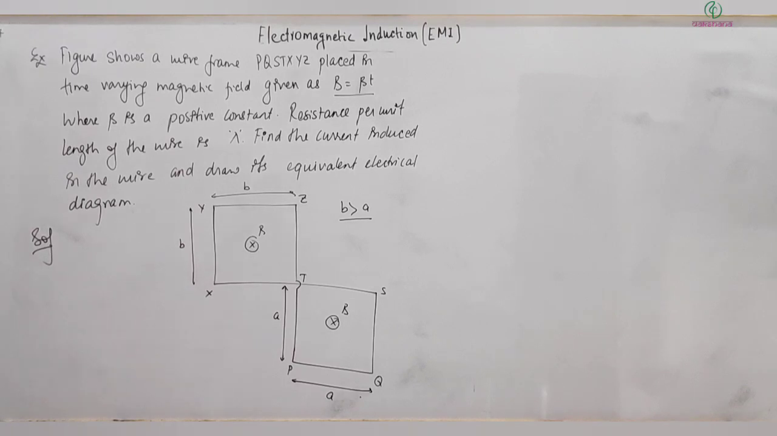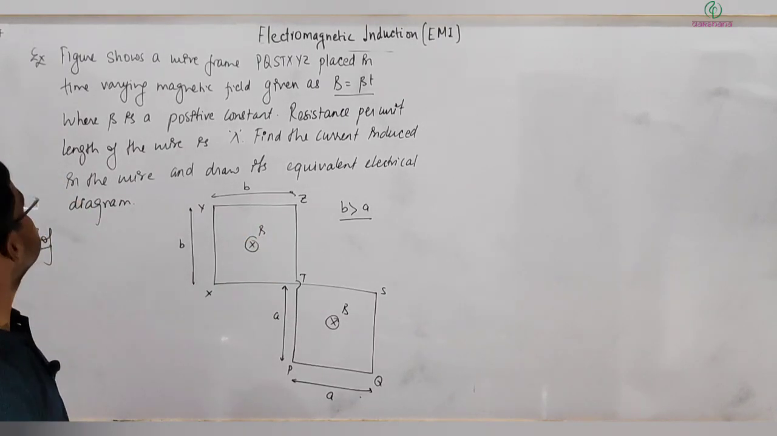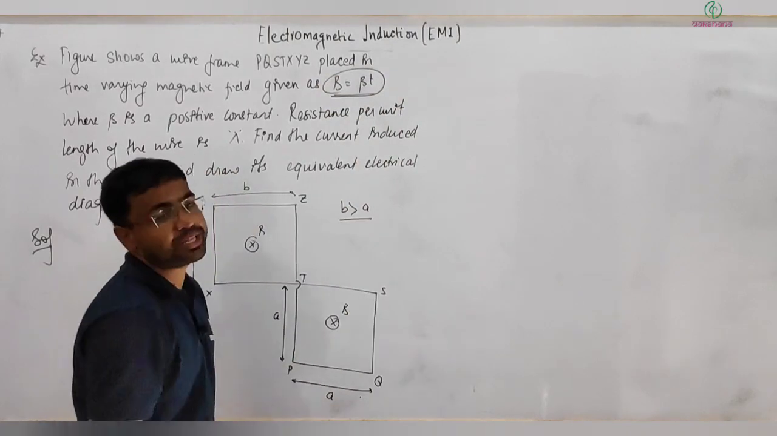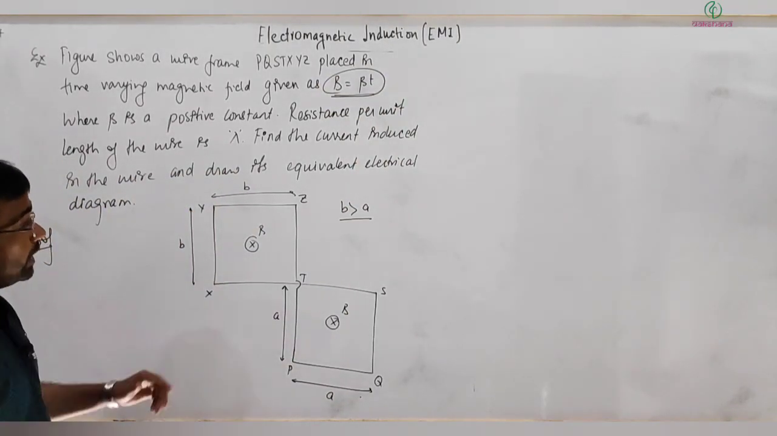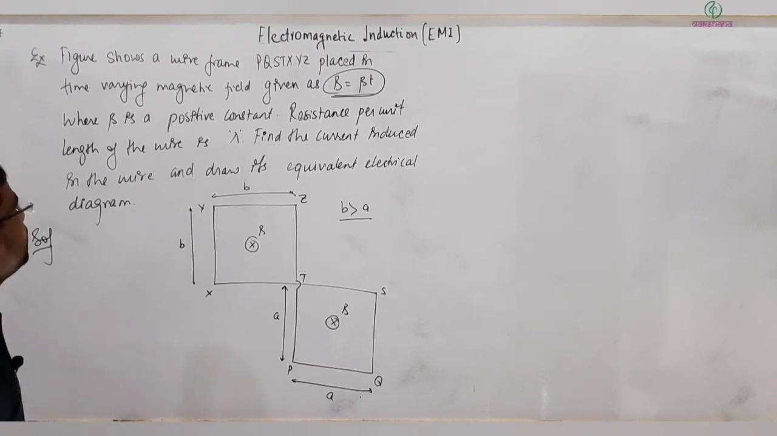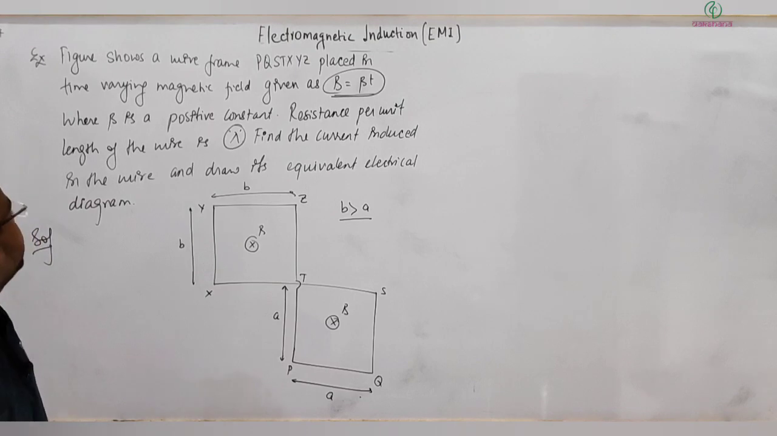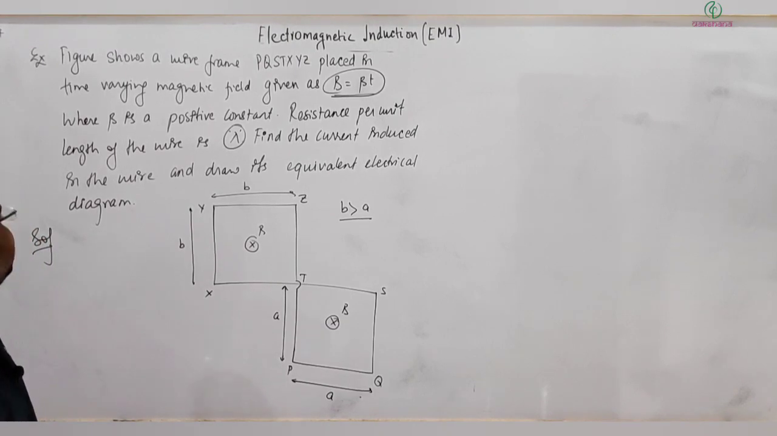Okay, see, here we have one more case. The figure shows a wire frame PQST XYZ placed in a time varying magnetic field B, which is given by beta into t, where beta is a positive constant, and the resistance per unit length of the wire is lambda. Find the current induced in the wire and draw its equivalent electrical diagram.